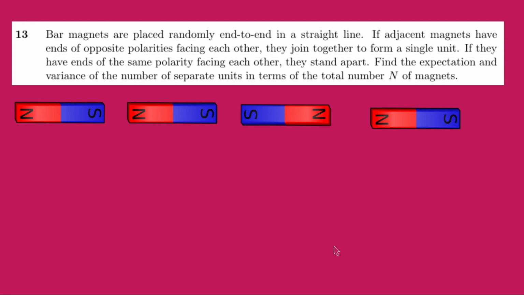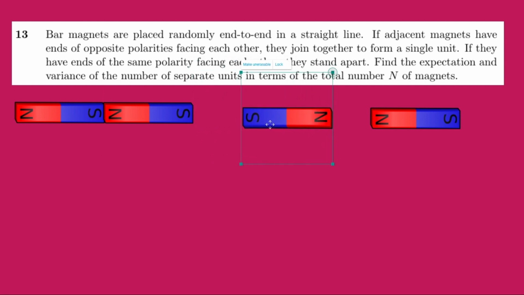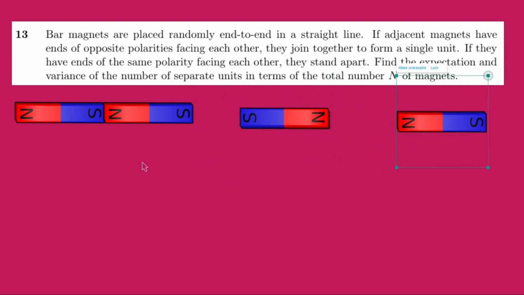We want to find the expectation and the variance of the number of separate units in terms of the total number n of magnets. So here I've got an example where n is 4, so I randomly lay these 4 magnets out, and let's imagine it ends up in this kind of scenario. Well, these two magnets here have south and north facing each other, so they would join together. But this one here wouldn't join along because that would repel with the S, so that would be a separate unit. And these again would repel. So in this instance, we have 3 separate units.